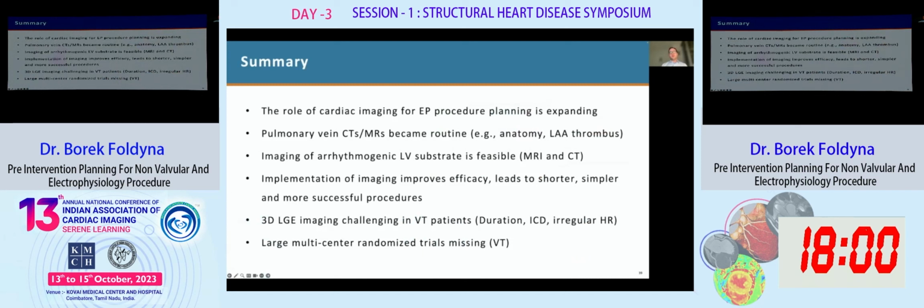To sum up, the role of cardiac imaging for EP procedure planning is still expanding. Pulmonary vein CTs and MRs became routine, especially for imaging of the anatomy and for exclusion of left atrial appendage thrombus. The imaging of arrhythmogenic LV substrate is feasible, as we could see on MRI and CT. The implementation of imaging improves efficacy and leads to shorter, simpler, and more successful procedures, especially for the ablation of LV substrate. And we also saw that 3D LGE imaging is challenging in ventricular patients. For example, the duration or regular heart rate plays a role, and large multi-center randomized trials are unfortunately still missing.